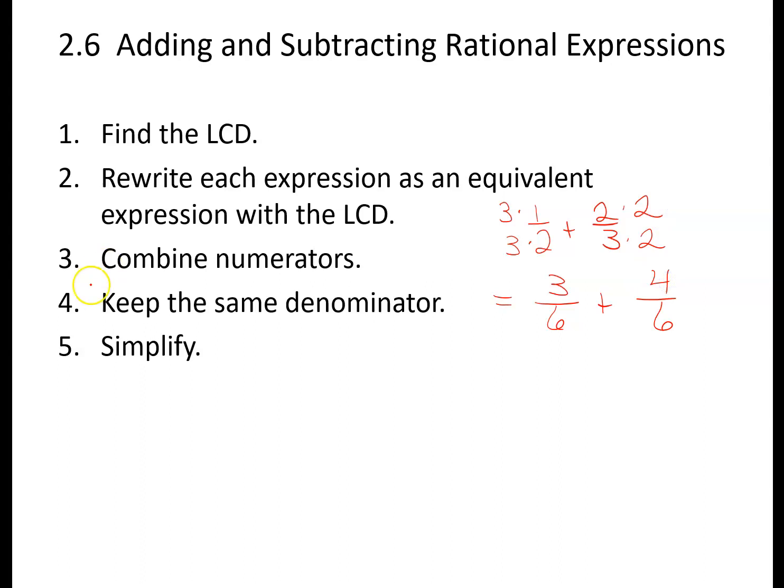Look at step 3, combine numerators. So here we would add 3 plus 4 would make 7. And then step 4, keep the same denominator, 6. And step 5, simplify. 7/6 is already in lowest terms, so we do not need to simplify it. So these are the steps. Now it's going to look a little different when we have variables involved, but it's the same concept.